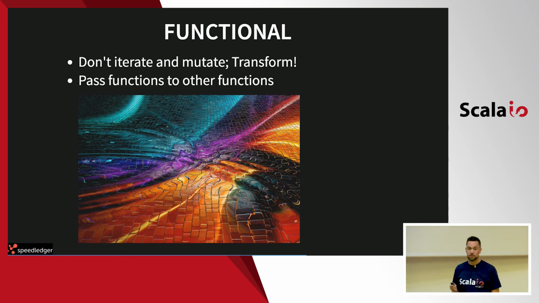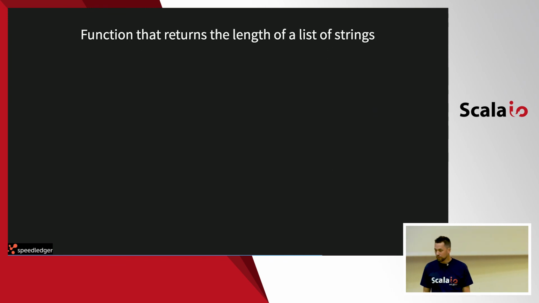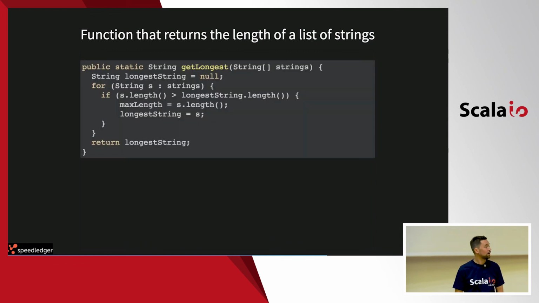And you can pass other functions to functions. We saw that a little bit with the partial functions. So say that we have a function that returns the length of a list of strings. In Java, it would have looked something like this. I know that there's streams now, so it could look a little bit better. But this sort of was the way to do it before. And I don't know, it takes a while to read. It's kind of hard.